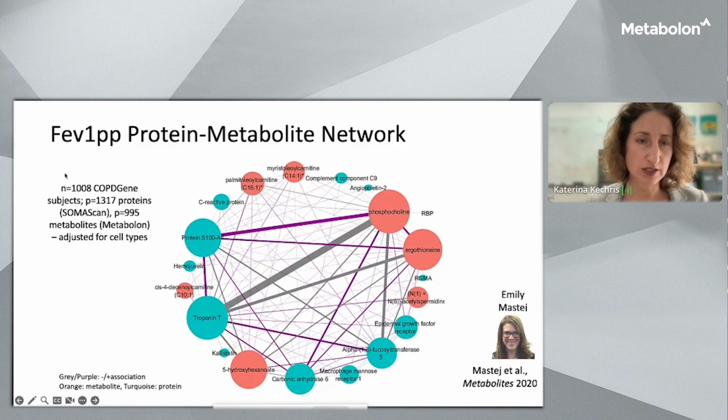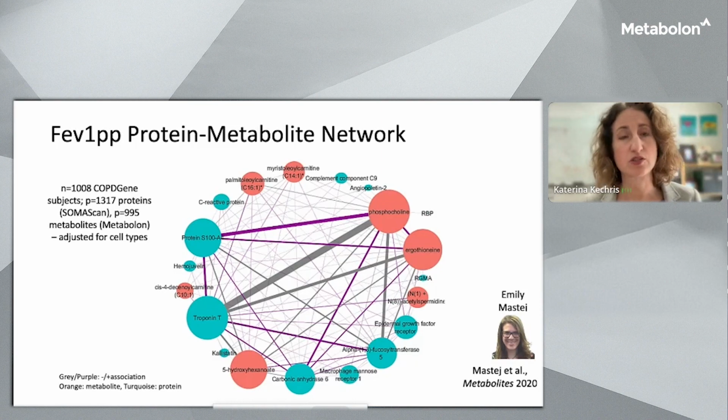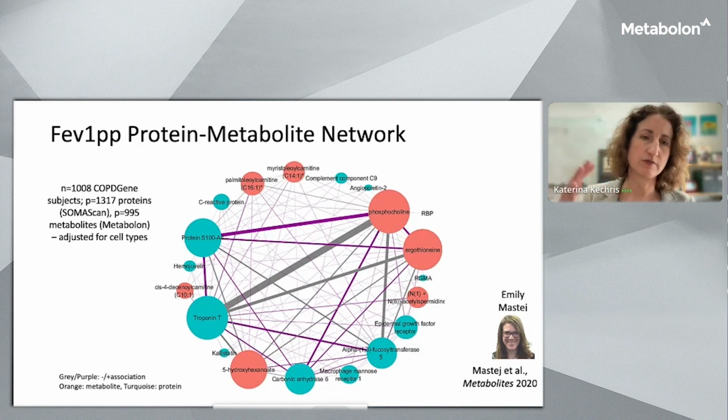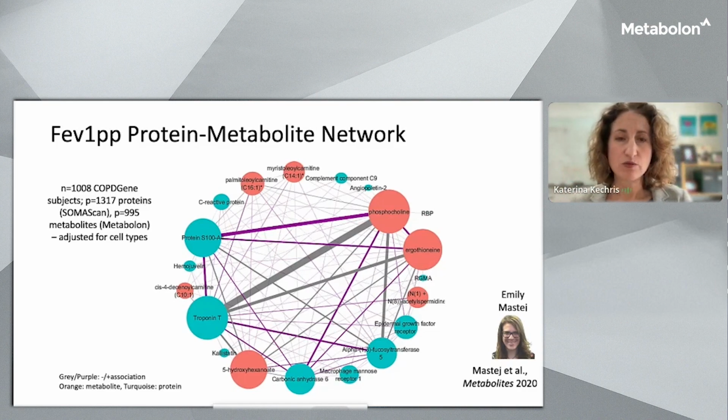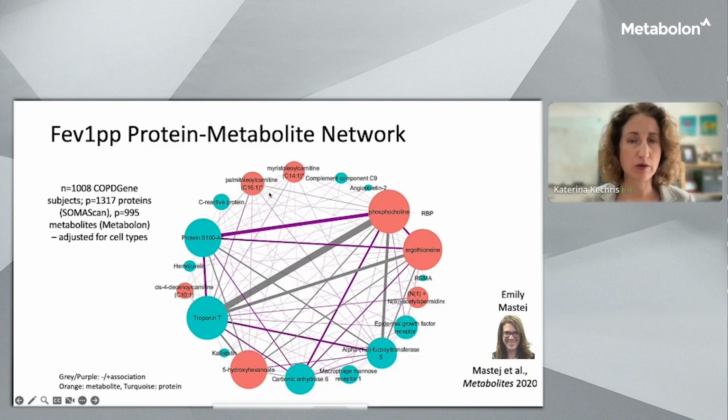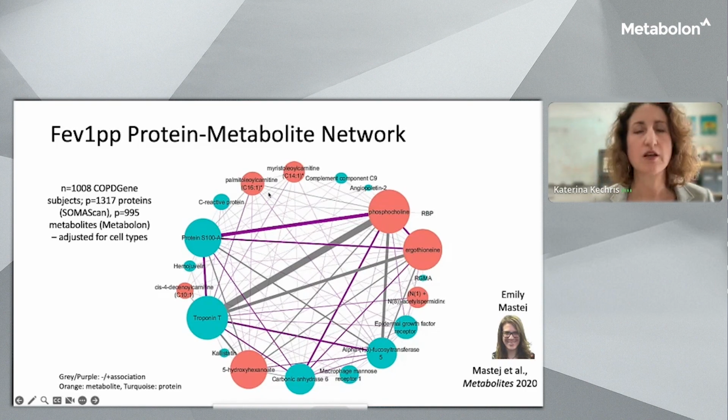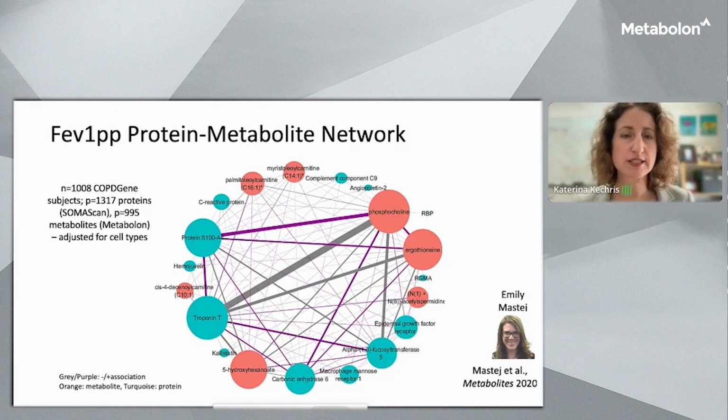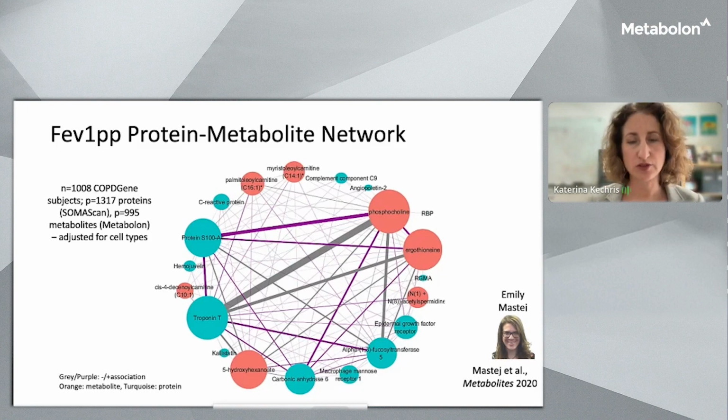So on over 1,000 COPD subjects, we were able to obtain metabolomics profiles through Metabolon, and also proteomic profiles through the SomaScan platform. We adjusted for cell types because cell type composition can affect the levels of proteins and metabolites. And after that, we ran the SmCCNet network. It was a rotation student in the group, and found some networks of interest. And this is for the spirometry measurement, FEV1 % predicted. So orange are metabolites, turquoise are proteins, and then negative or positive associations are gray or purple, respectively.